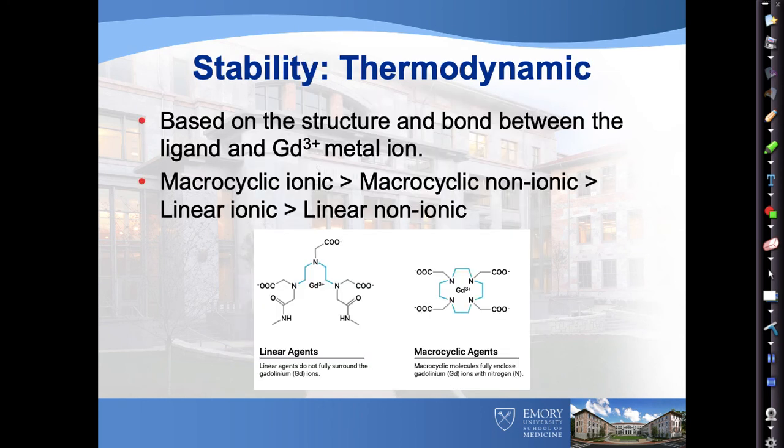The next property I'll discuss is stability, and more specifically, thermodynamic stability. Thermodynamic stability is based on the structure and bond between the ligand and the gadolinium metal ion. When we're classifying these structures in terms of thermodynamic stability, the macrocyclic ionic agents have the highest. The next highest is macrocyclic non-ionic, then comes the linear ionic, and the least stable in terms of thermodynamic stability is the linear non-ionic.